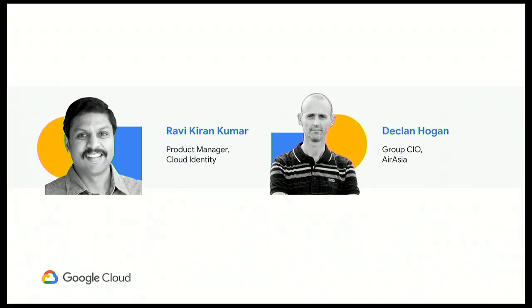My name is Ravi Kumar. I'm the product manager focusing on Google Cloud Identity. And I have... Hi, I'm Declan. I'm the CIO at AirAsia. So we're an airline based in Kuala Lumpur.